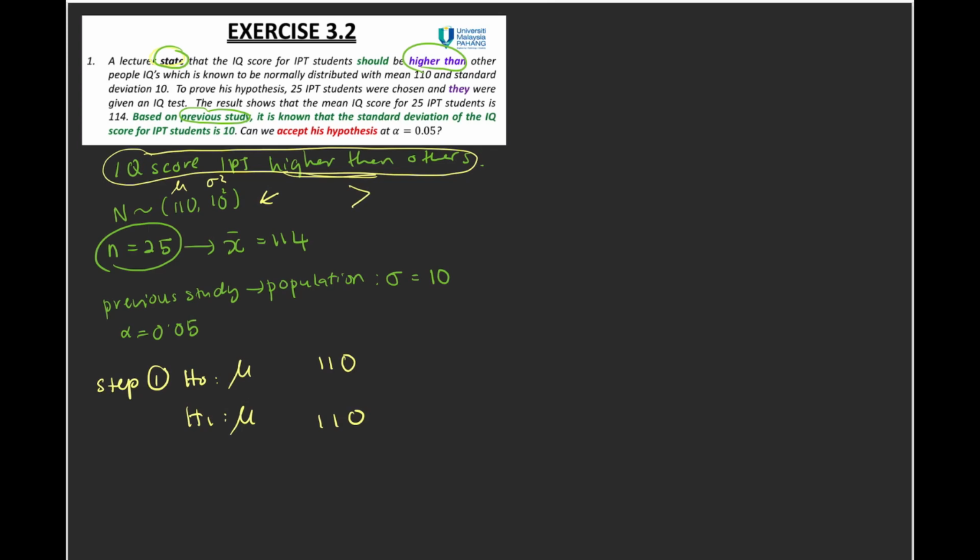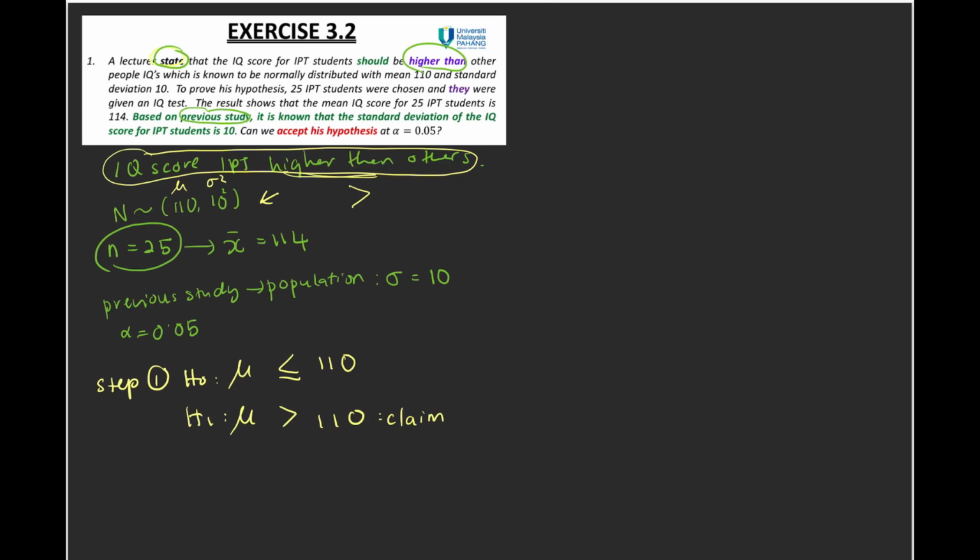So H1 or H null, this symbol. H1, greater than, and this will be your claim. See, the lecturer states that the IQ score must be greater than others by 110. So if H1 is greater than, H null is less than, and put the equal sign.